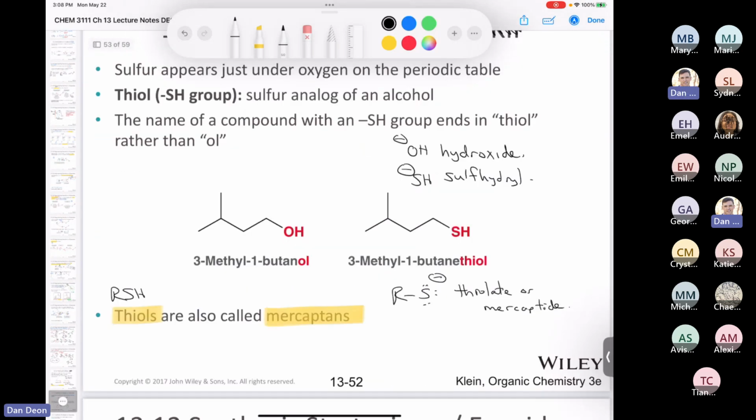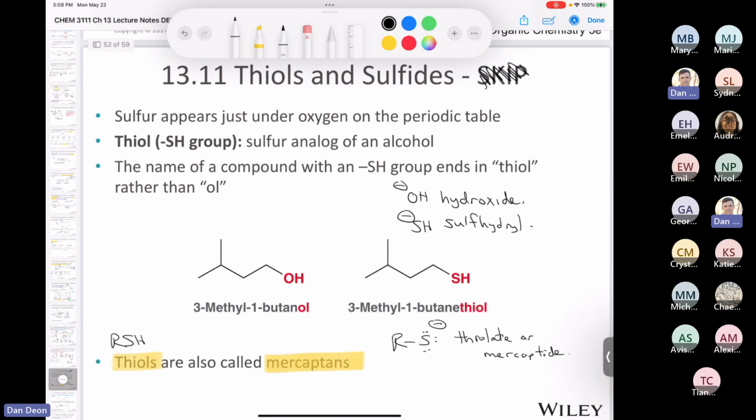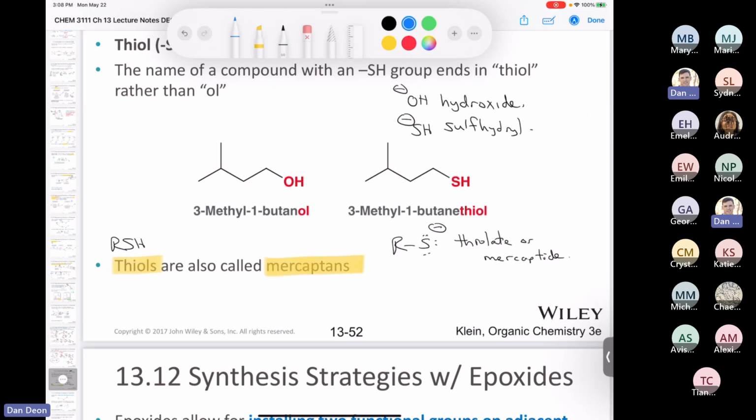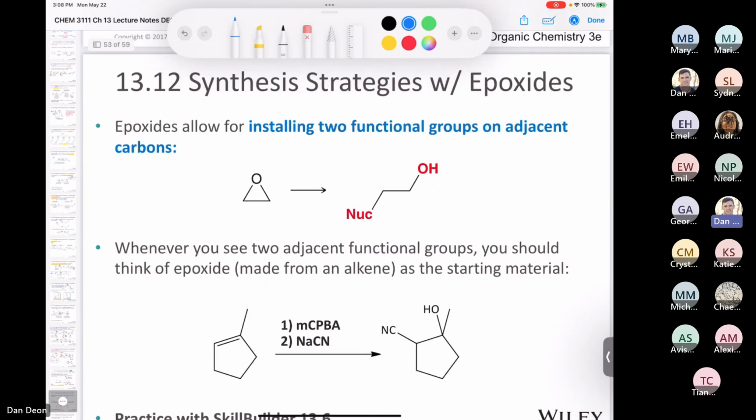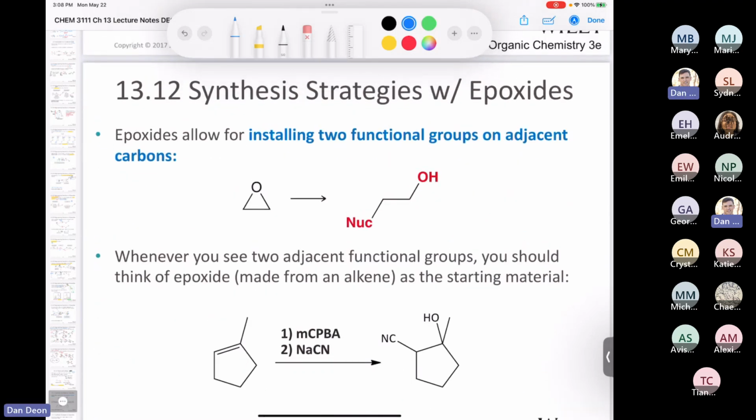Anyhow, and I'm going to leave the rest of 13.11. I'll leave that as an FYI. So make sure you read it. It's very short. Believe me, the section is very, very short. And that brings us to the very last section that is of relevance to us, I think, in this chapter, which is the section on synthesis.